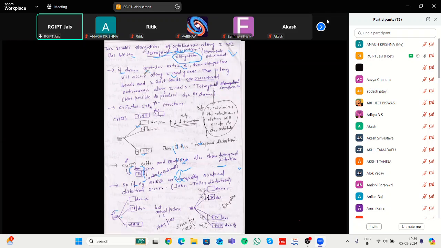Another possibility is that it is either elongated or the bond length is compressed, which means dx square minus y square, in case of a d7 and d9. The electron either fills here or here. If dx square minus y square has higher energy, meaning the electrons are coming in dz square, that can elongate the bond length of that complex.